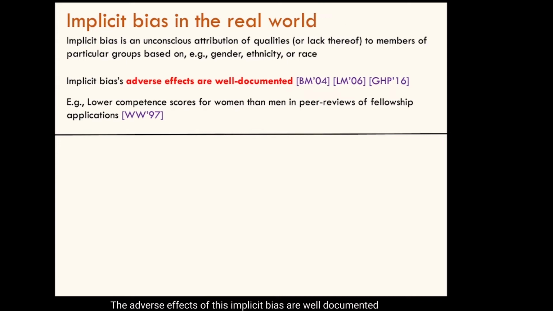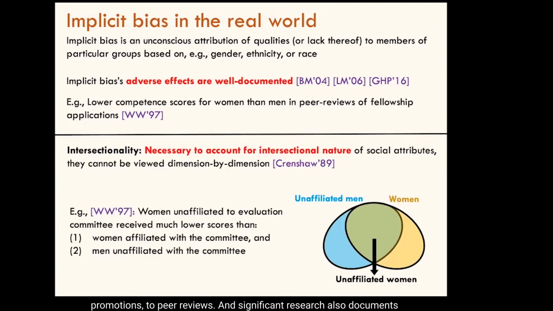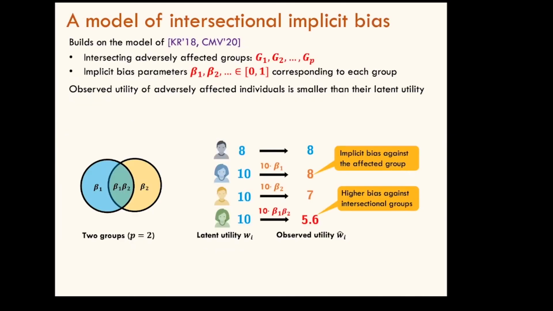The adverse effects of implicit bias are well documented in a variety of social contexts, from hiring to promotions to peer reviews. And significant research also documents that applicants that are at the intersection of multiple affected groups face a higher implicit bias. For instance, in peer reviews of fellowship applications, Wennerås and Wold found that among applicants with a similar research quality, women who were also unaffiliated with the evaluation committee received much lower scores than women who were affiliated with the evaluation committee and men who were affiliated or unaffiliated with the committee.